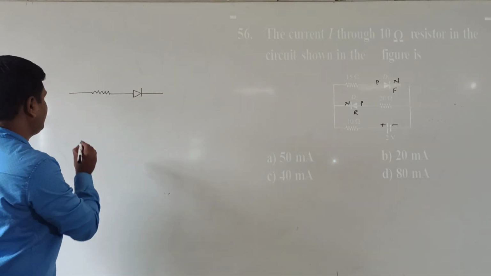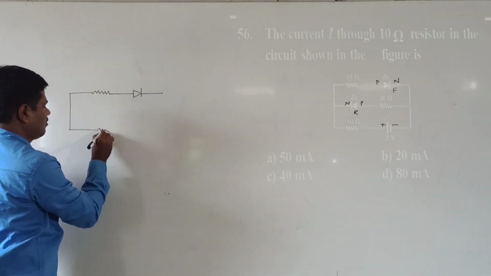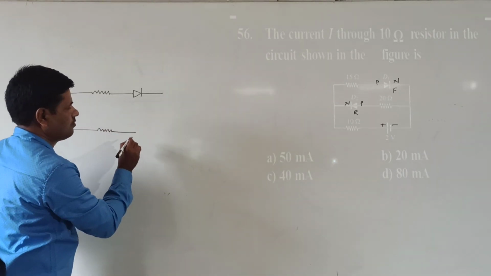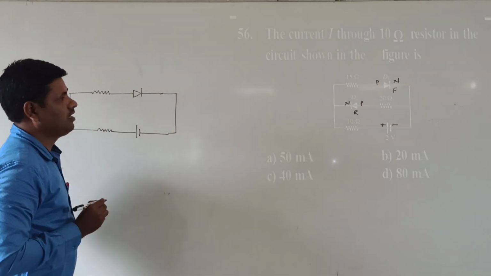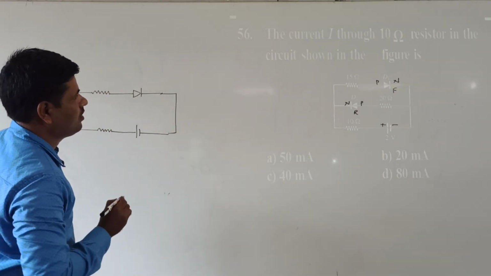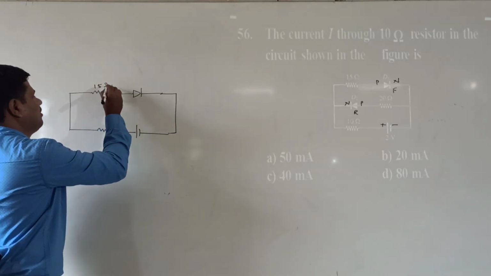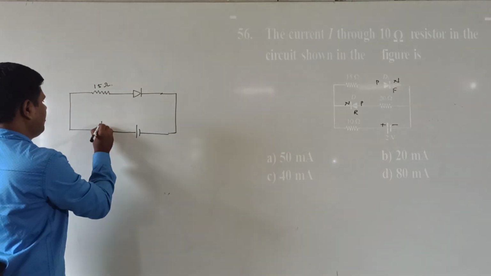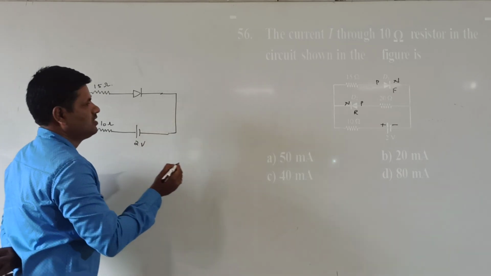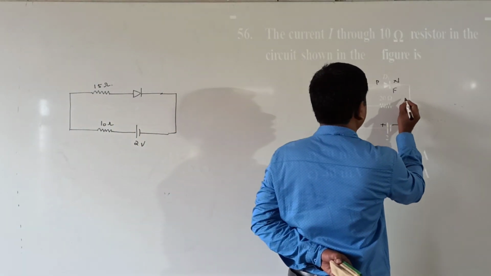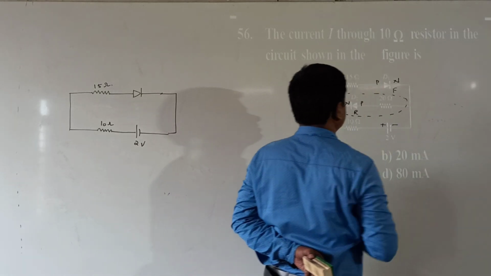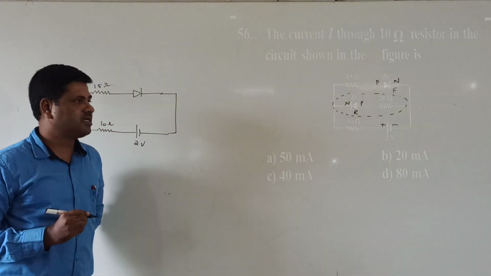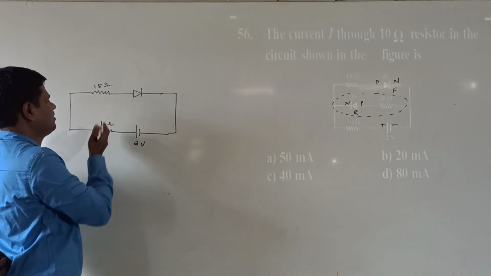Now what remains here is a diode. Here 15 ohm is given, and here 10 ohm is given. This is a 2 volt source. This part we are neglecting. Why are we neglecting it? Because the diode is in reverse bias. Right, that is in the reverse bias, so we are neglecting it. For the remaining part, we are drawing this diagram.